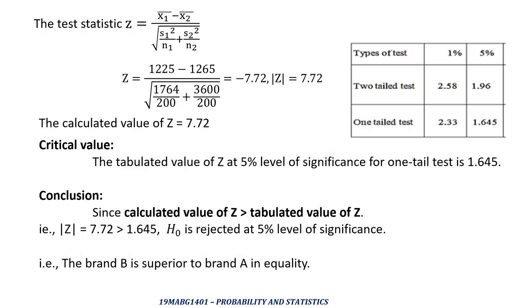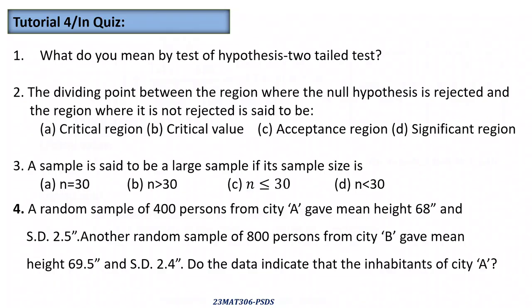So we will substitute all these known values in the test statistic. We get the value 7.72. Here the less than symbol arises, so it is a one-tailed test at a 5% level of significance. The tabulated value is 1.645. Therefore, the calculated value is greater than the tabulated value, so we will reject our H0. That means we will accept our H1. What is our H1? Brand B is superior to brand A in quality. So this is a true statement.